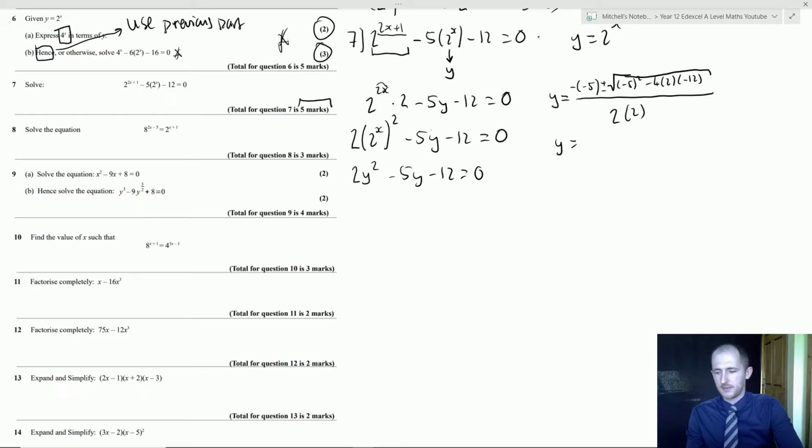Every year I get a student that complains that they only messed up because they didn't use brackets. Okay, but you won't be able to tell the examiner that, so there's no point in worrying about it. So that's minus 3 over 2.